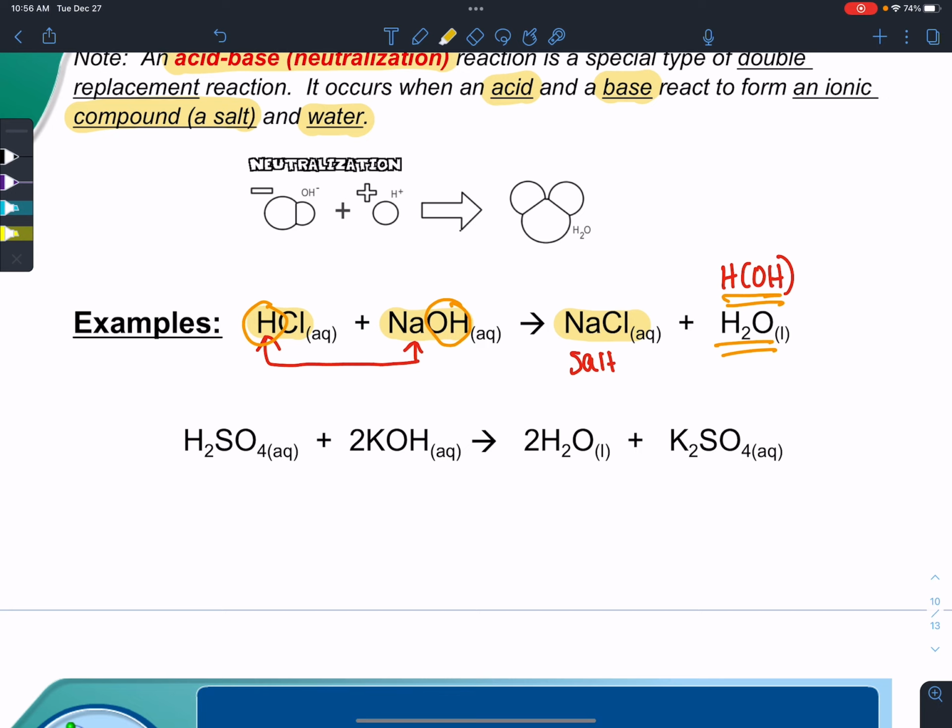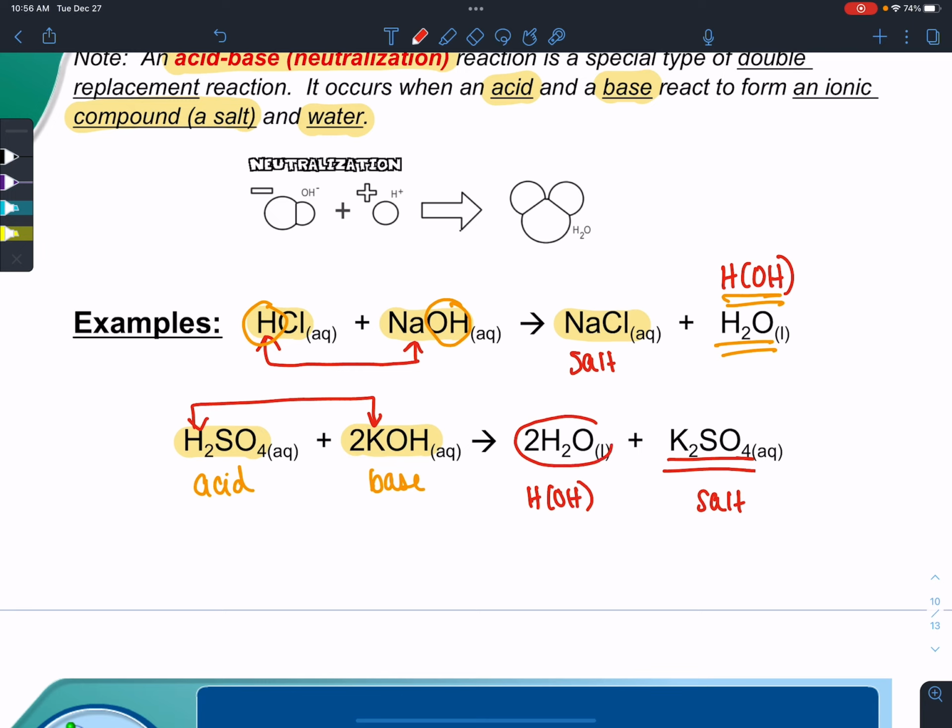Another example of this, same exact process. We've got sulfuric acid, which is H2SO4 right here, and we're combining it with 2 moles of potassium hydroxide. So my sulfuric acid is my acid, and that potassium hydroxide is my base. And remember, I'm going to swap my cations. So now my potassium is going to be with my sulfate to make potassium sulfate, which is a salt. And then my hydrogen is now going to be with my hydroxide, which is really just water.